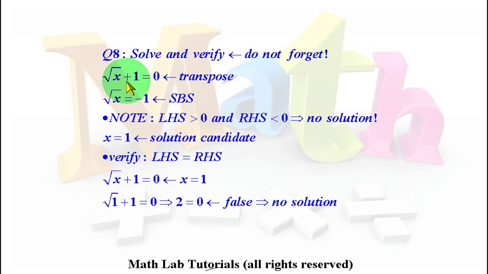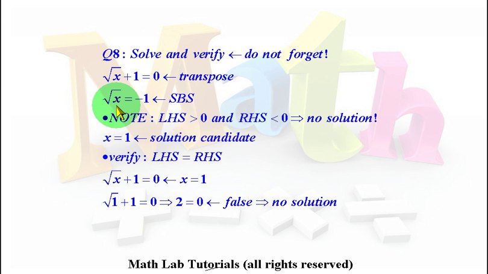The first idea is to transpose that 1 over to the right-hand side, leave the radical on the left. At that stage, you want to square both sides, so we'll go ahead and square both sides. But again, the note: left-hand side is greater than 0. The right-hand side is less than 0. That implies no solution automatically. But again, we'll play dumb over here. We'll go along for the ride.